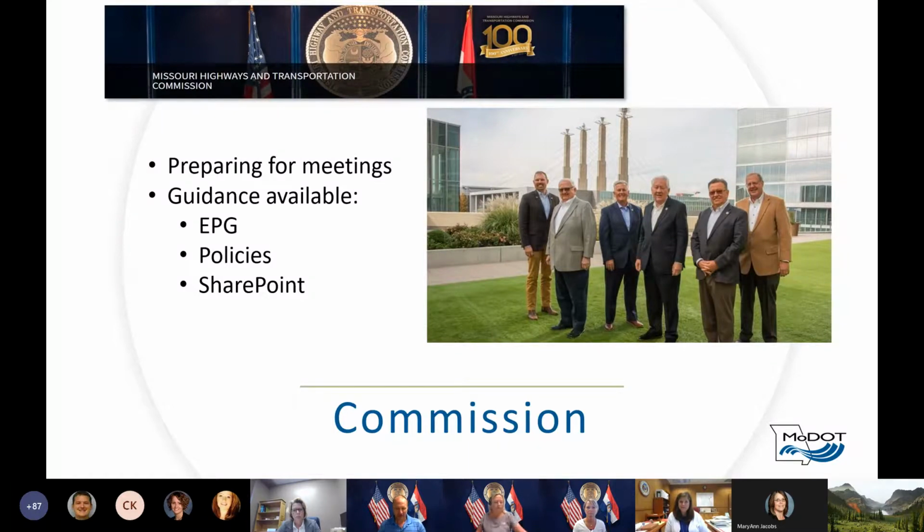The agenda for each monthly commission meeting is coordinated by MoDOT staff and the Commission Secretary's office. So as we bring things forward, we try to keep those consistent and as understandable as possible. The whole process for placing an item on the agenda is what's going to be reviewed today. There are going to be references throughout to the Commission Secretary Sharepoint site and the Engineering Policy Guide. We may not go to all those links during the presentation, but we do ask you to take a look at them. Anyone on this panel that's presenting today is also a good resource if you ever have questions about how to get things on the Commission agenda.